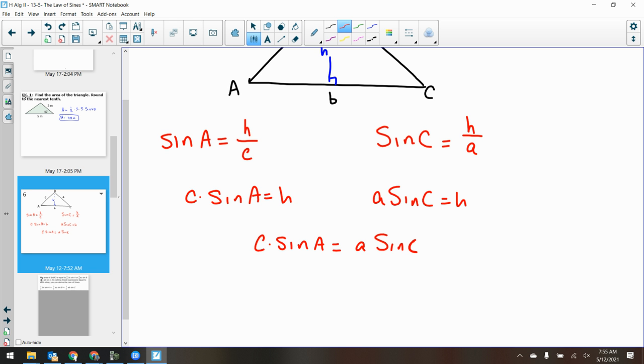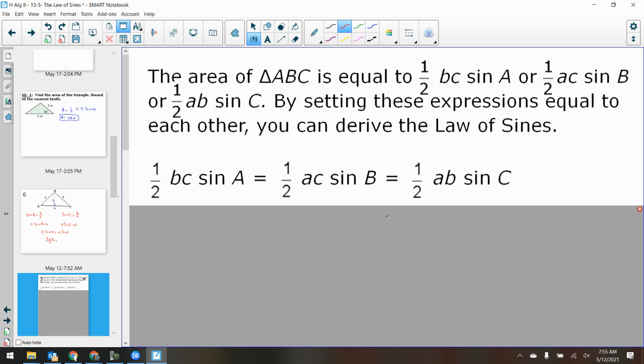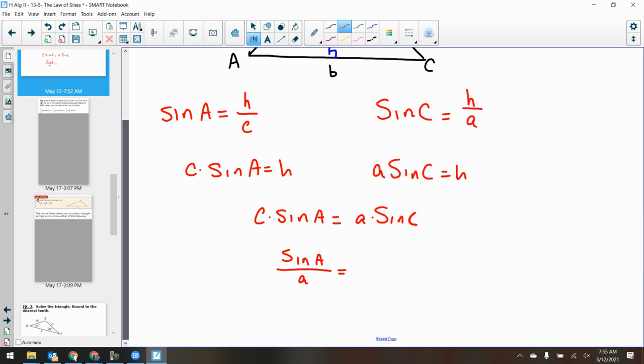And now, a little presto chango, divide the A over to the left side, divide the C over to the right side, and I get sine A over A is equal to... or do I write it the other way? Hold on one second. No, I'm good. Because you could express this as A over sine A is equal to C over sine C, or sine A over A is equal to sine C over C. And that is the law of sines.